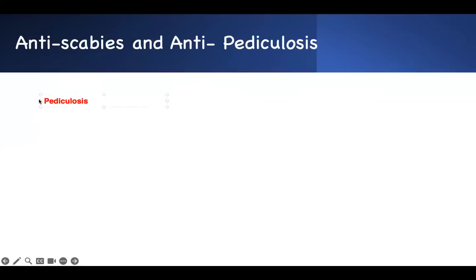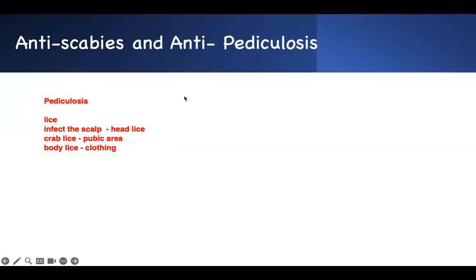Anti-pediculosis. It's the same thing. Make sure the air is dry or the body is dry. So this is basically lice. You can infect the scalp, which is head lice. It can also infect the pubic area, which we call crab lice. It can also affect the body, where lice live in your clothing. Okay.